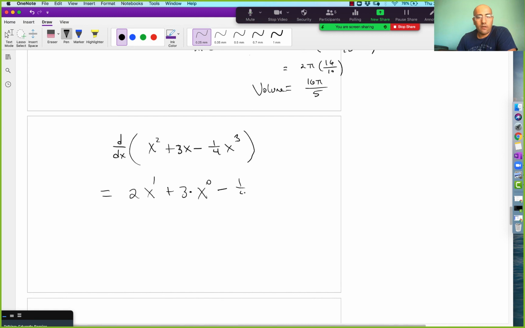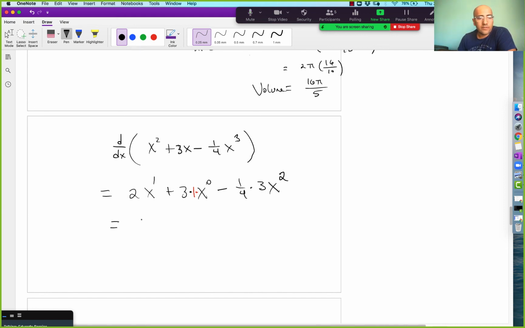Minus 1/4 times 3. You know what? I should have inserted that 1 in here. Times 1 times this. Okay, and then x to the second power. Now, x to the 0 power is just 1, so the whole thing can simplify.